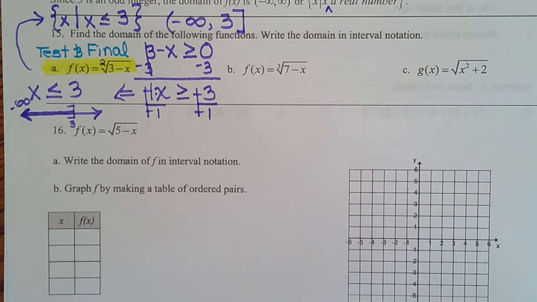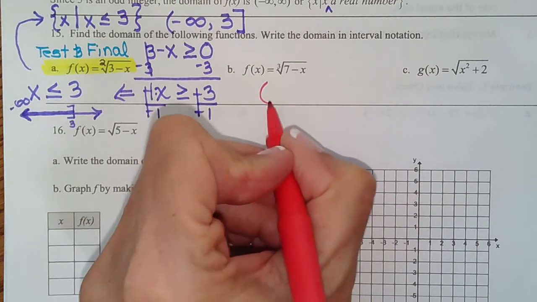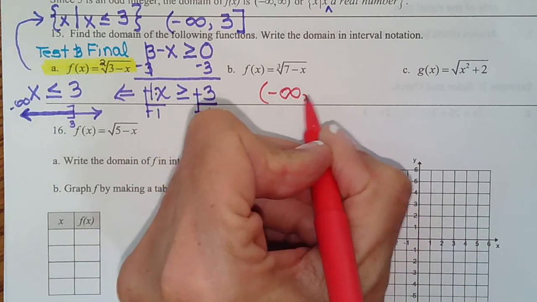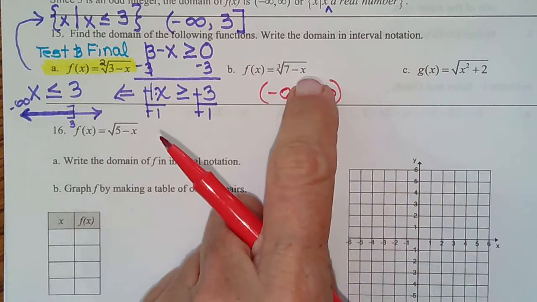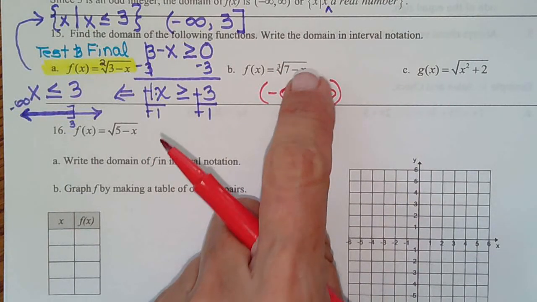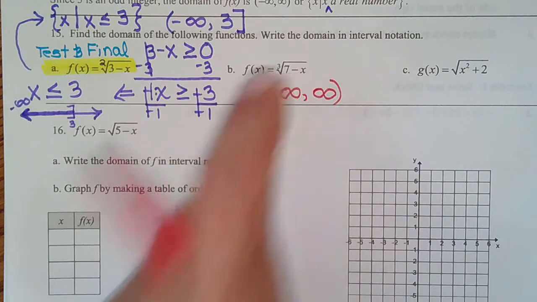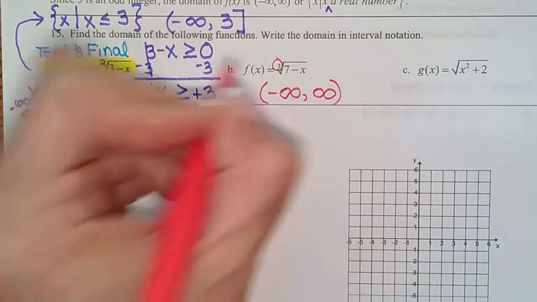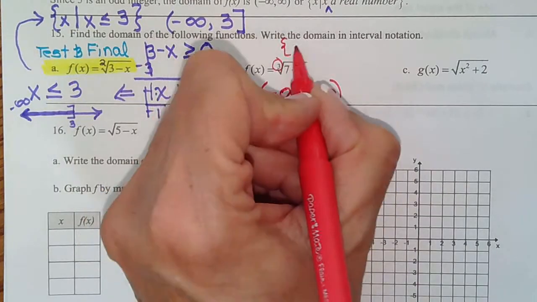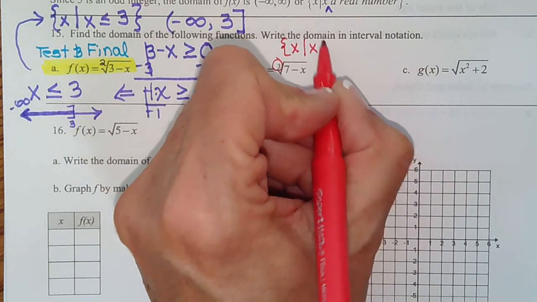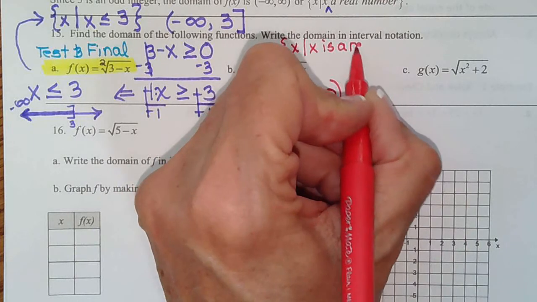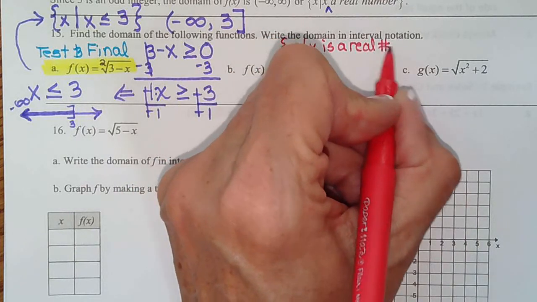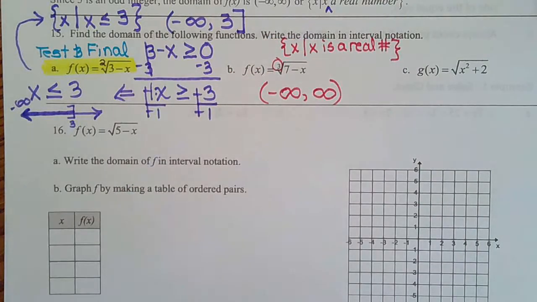Cube root, I go, yes, I love this one. It doesn't take any work. So I just immediately write negative infinity to positive infinity. X can be anything, a fraction, a decimal, a positive, a negative, because the index is odd. So that's why. And then our set builder would be for all x such that x is a real number. And there we have it.